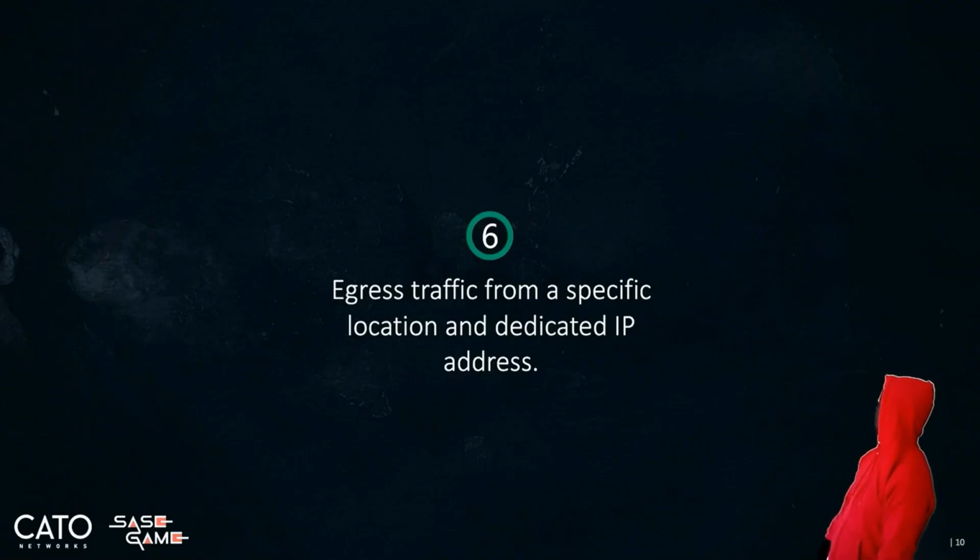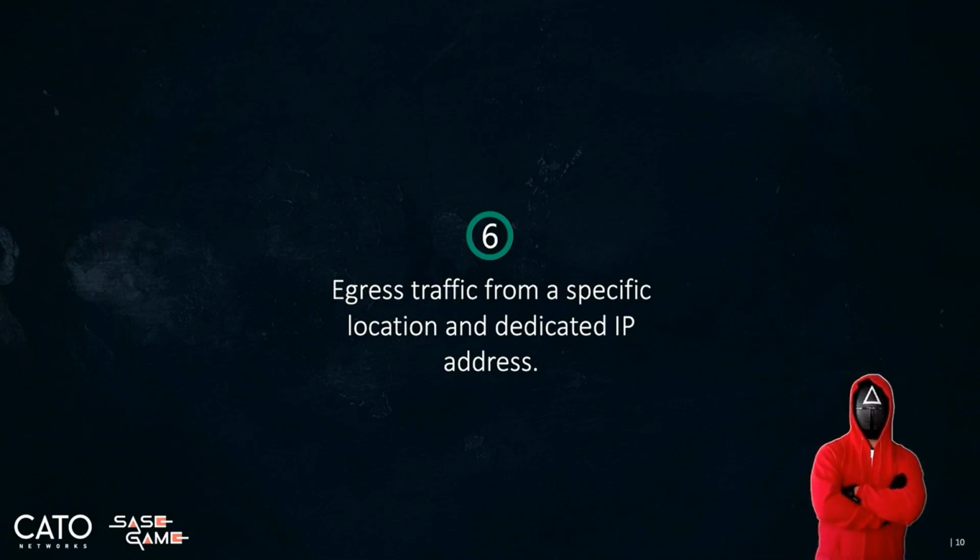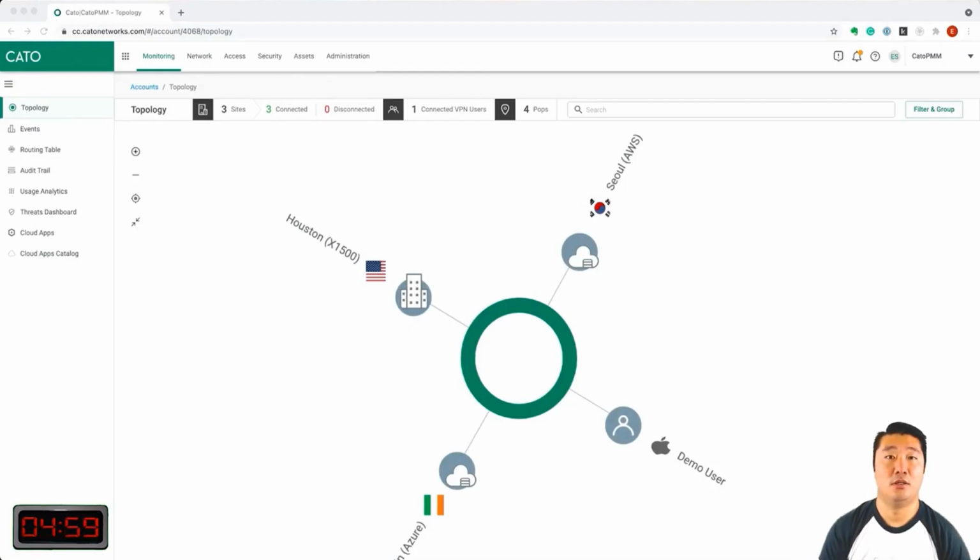Final challenge. Egress traffic from specific location and dedicated IP address. Okay, I've got my eyes on that prize. Looks like we're down to our last challenge. We're going to route our traffic across the Cato private backbone and egress from our own private dedicated IP address. So let's hop in and do this, man.